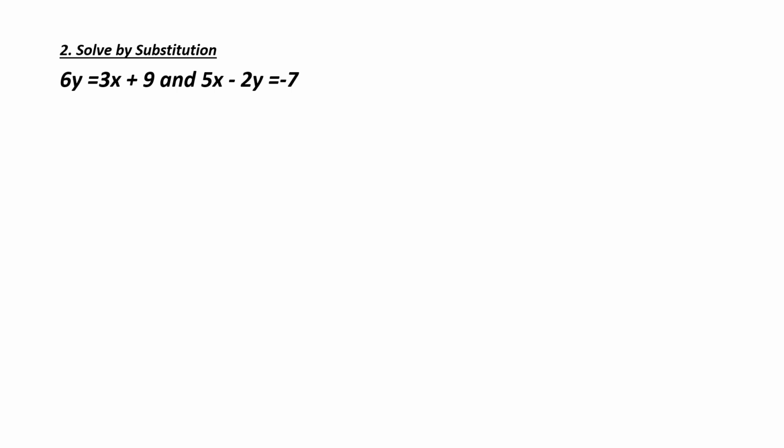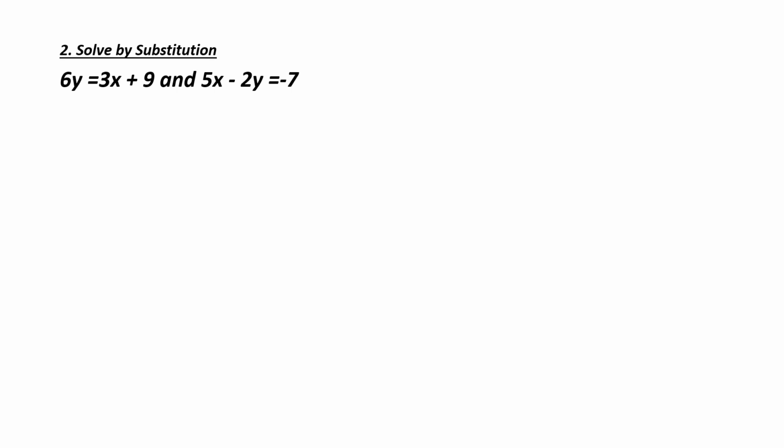Our second equation involves solving by substitution. To solve by substitution, we isolate for one of the variables in one of the equations, and then substitute the solution back into the other equation for the same variable. So I look at these two equations, and I notice that the first one has numbers that are all divisible by 3. So I think that is the easier equation to work with.